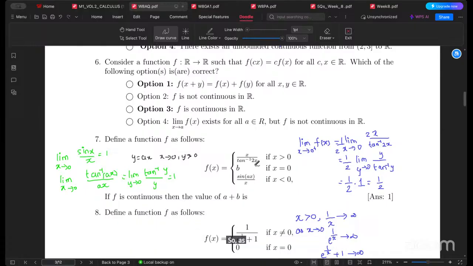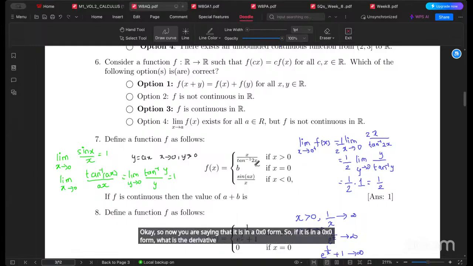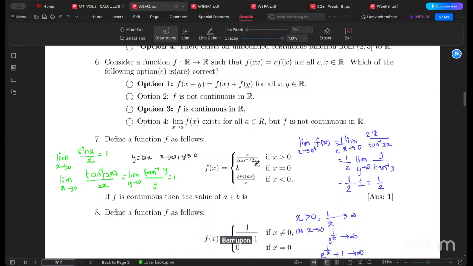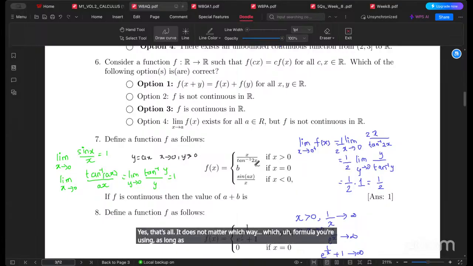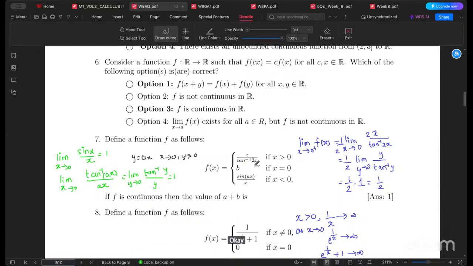So as x goes to 0, what happens to tan inverse of 0? It also goes to 0. Okay, so now you are saying that it is in the 0 by 0 form. So if it is in the 0 by 0 form, what is the derivative of tan inverse of x? 1 upon 1 plus x square. Okay, so if you use 1 upon 1 plus x squared, are you getting the same answer? Yes. Yes, that's all. It does not matter which formula you are using, as long as you are using the proper technique and getting the same answer, that is completely fine. Okay. Ma'am, but using L'Hopital's rule, the answer is coming different.